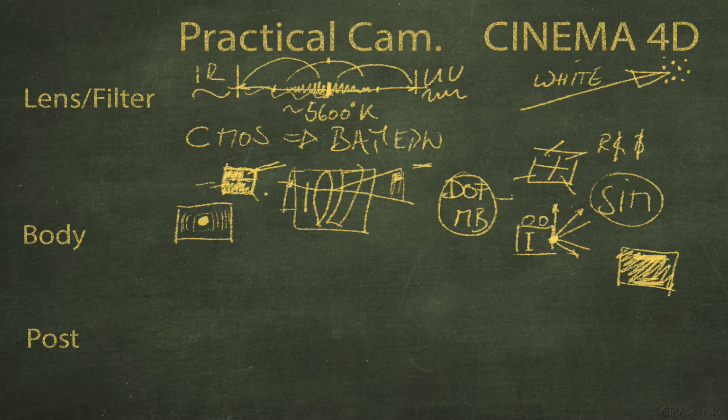In Cinema 4D, again, we have to simulate this. As well, motion blur, we have to simulate this. If we don't check this on, we have no motion blur. We have always a super sharp image, and here in the practical camera, we have to fight against it.